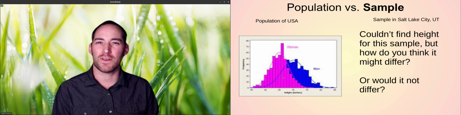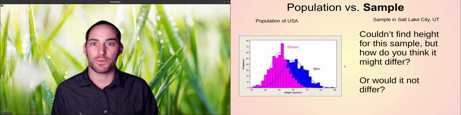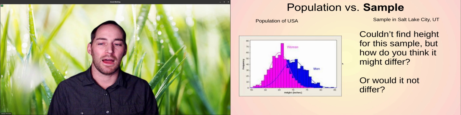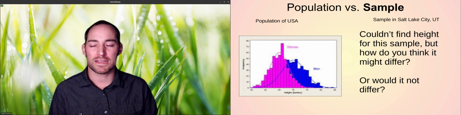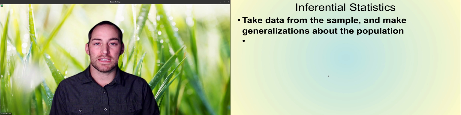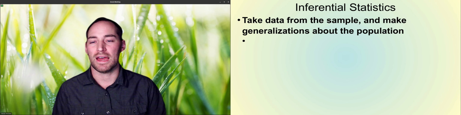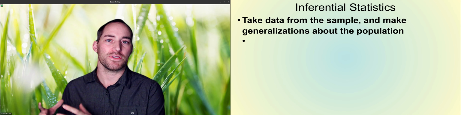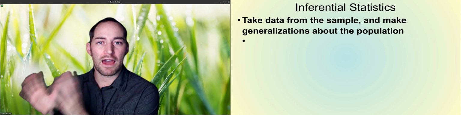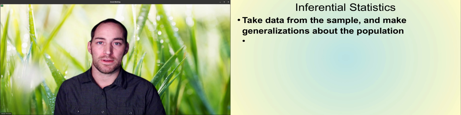I can't really think of any state or city or place where there would be a lot shorter people or a lot taller people. So I'm guessing height is one that we'd probably find a pretty similar breakdown. So what inferential statistics means, you might have gathered it already when I've mentioned inferring a few times. We take data from our samples. So that's all the data we have. We have our sample, and then we make generalizations about the population.